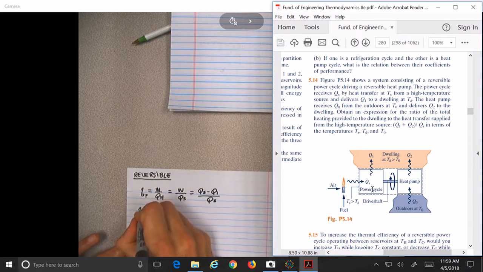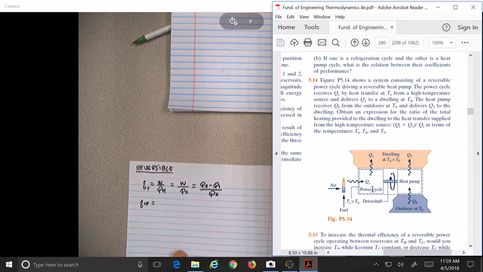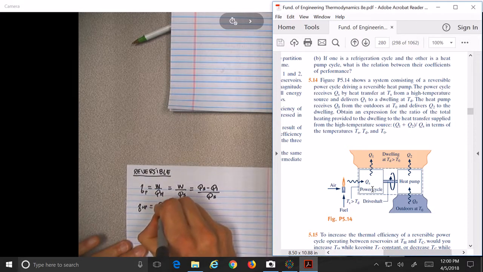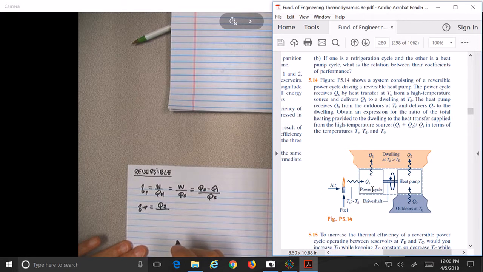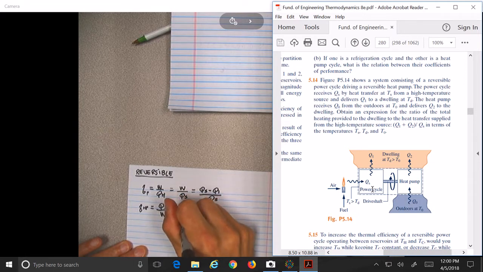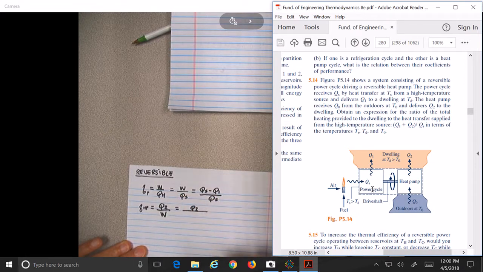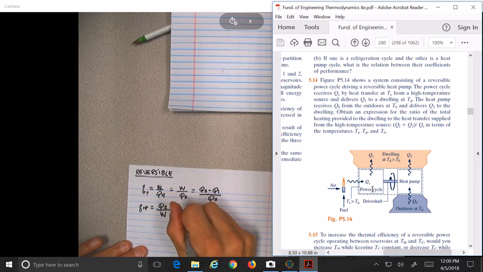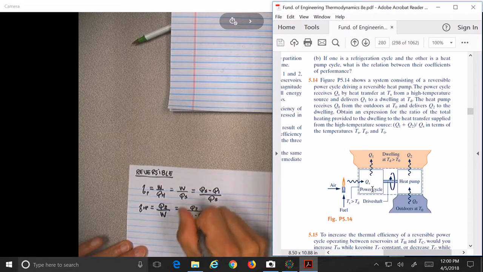Then the efficiency of the heat pump. What will be the efficiency of the heat pump? It's whatever you get out divided by whatever you put in. So what do you get out of the heat pump? Q2. And what do you put in? The work. So in this case you get Q sub 2 divided by what? Q2 minus Q naught.